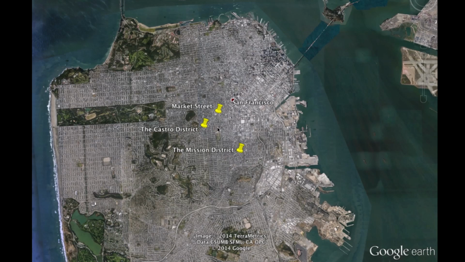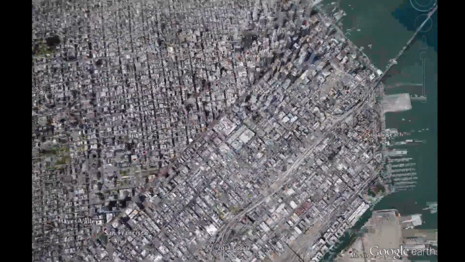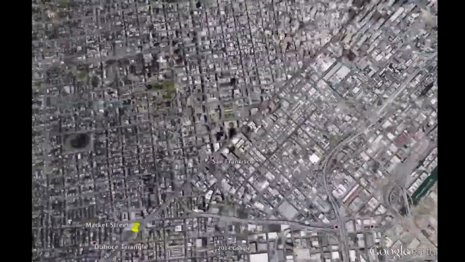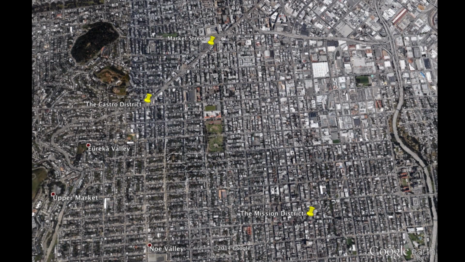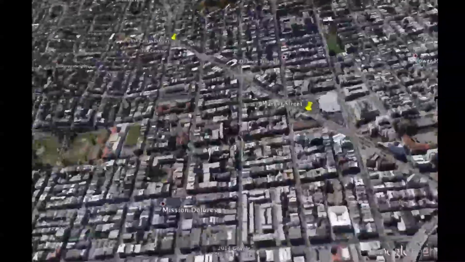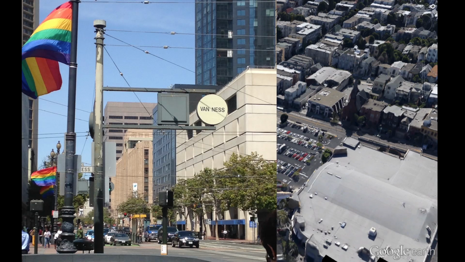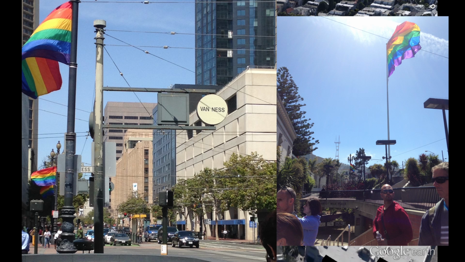So the first neighborhood is the Castro District. It's a neighborhood in San Francisco along Central Market Street, and it was a center for homosexual rights in the 1970s, where a lot of gays and lesbians moved because they could band together. And after a long series of injustices and different trials, they were able to band together and eventually win rights.